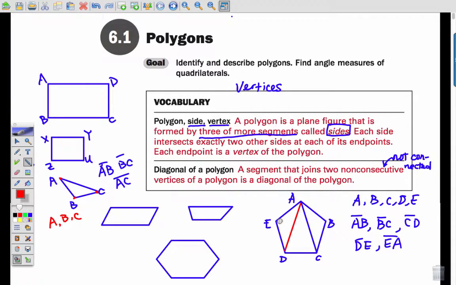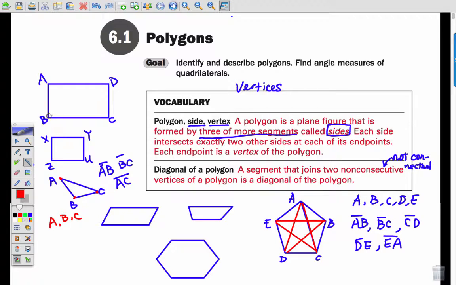That's not connected. E and B is another one. B and D is another one, and E and C is another one. Maybe I'll do this one red as well. See the star, the red star inside the pentagon? Those red lines are called diagonals of the pentagon.